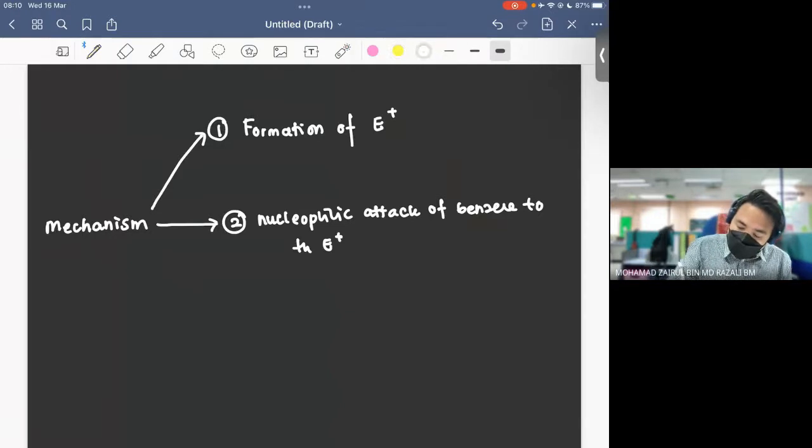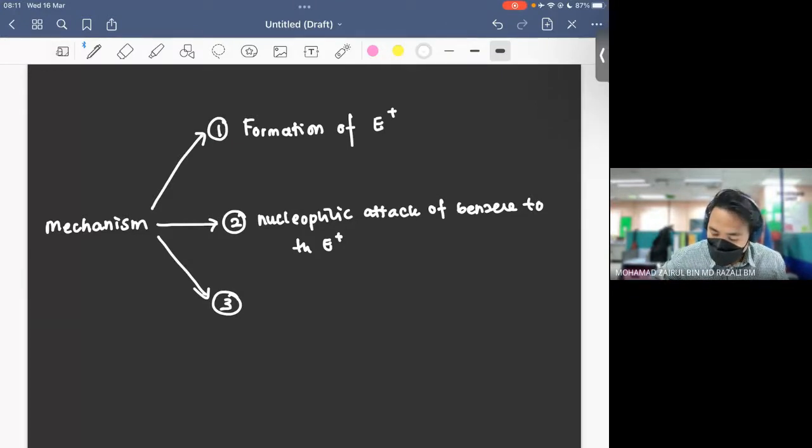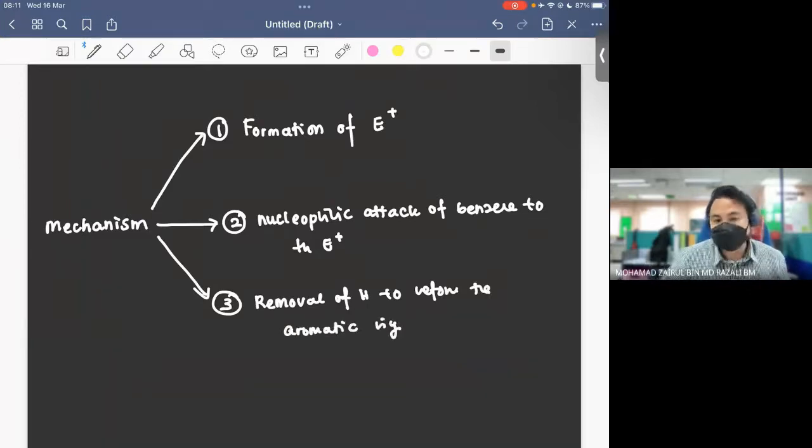So the third step during the mechanism ini, okay, the third step itu adalah removal of hydrogen to reform the aromatic ring. So maknanya nanti awak akan tengok during the reaction, aromaticity of the benzene tu will be broken. Tapi at the end of the reaction, aromaticity tu dia akan reform balik. Macam mana kita reform balik? Kita by removing hydrogen. Okay, this is the 3 different steps yang dia sama je untuk reaction tu. Okay, so far is there any question? Ada apa-apa soalan tak setakat ni?